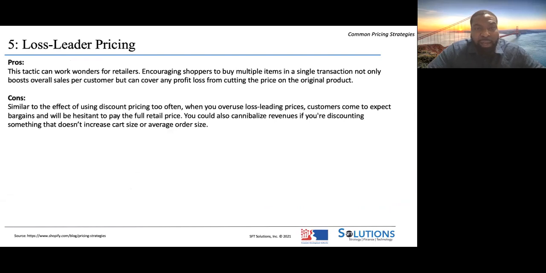So loss leader pricing is good to get folks in, but you have to use it strategically, right? If that customer just walks in, buys that turkey and walks out, you lose. The entrepreneur is the loser, right? You just sold them something below cost, and now you're going to have to dig into your pocket to make up for that sale.